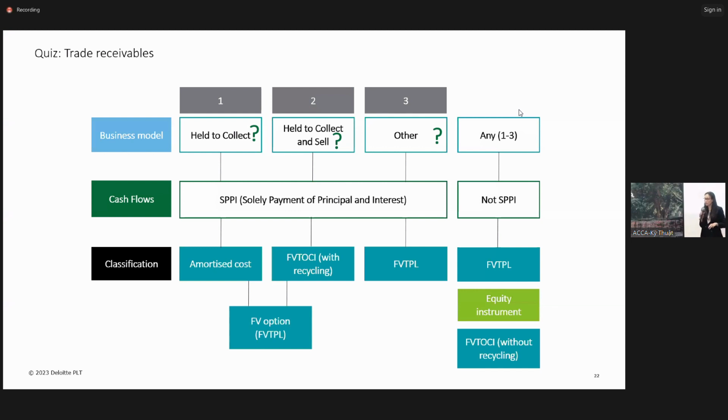So trade receivable, very rarely do I see companies account for it as fair value to P&L. But you can do that as well. Just that every year, you have to go and re-measure the expected fair value of that trade receivable.